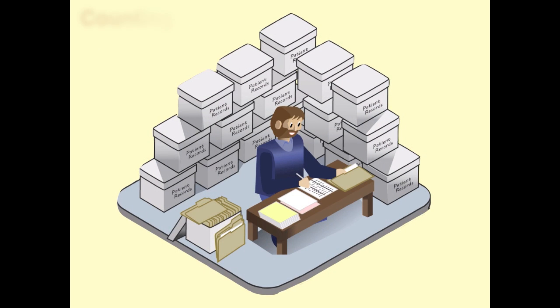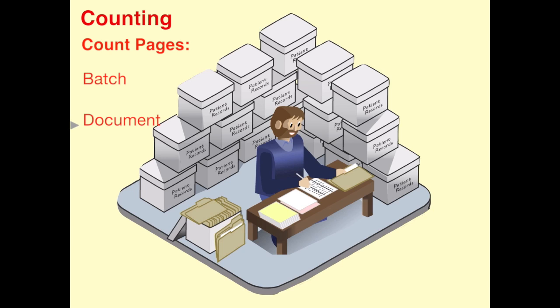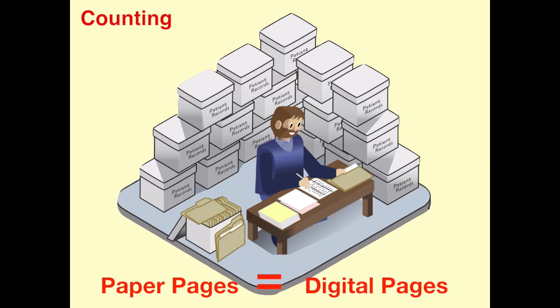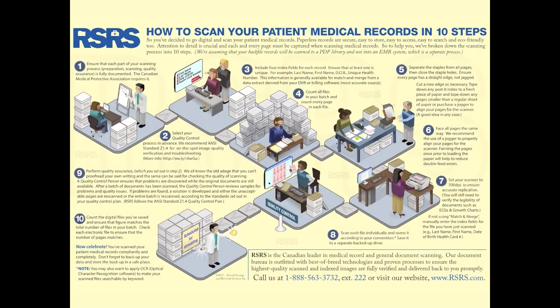Next, counting, step 4. Counting pages at the batch, the document, and the page levels is the most basic way of confirming that you've caught each and every image. With this information, a matching of the paper and electronic page quantities will give you an important sense of assurance as you're going through your scanning.